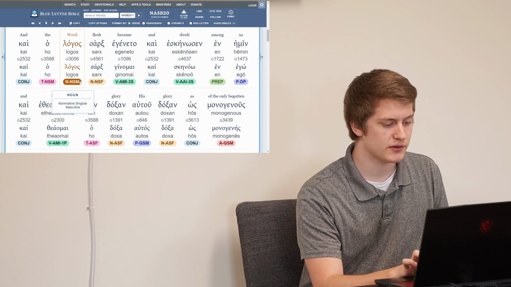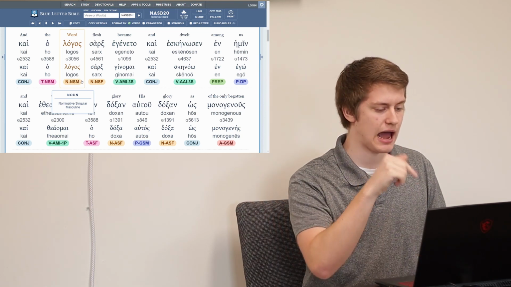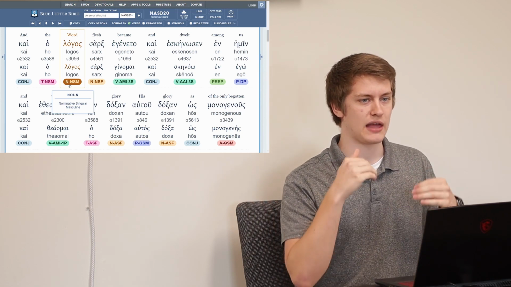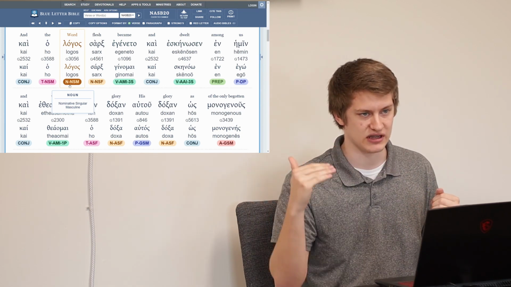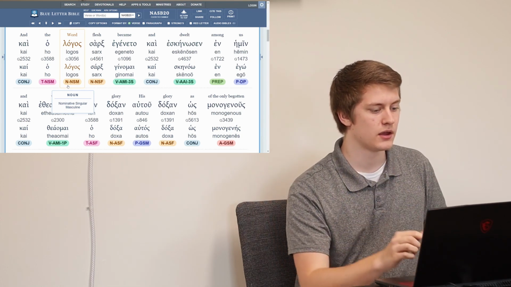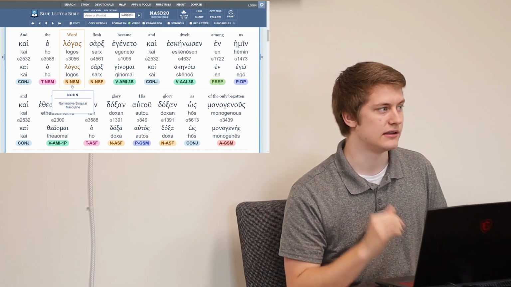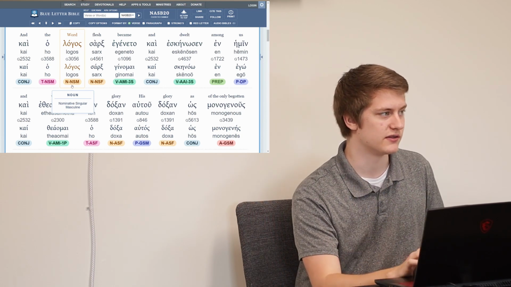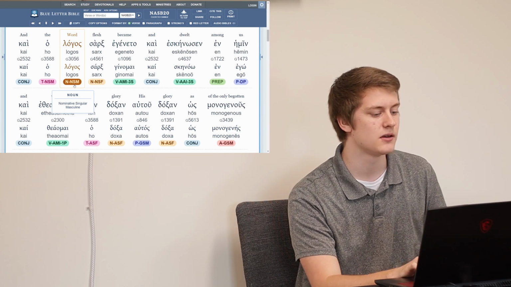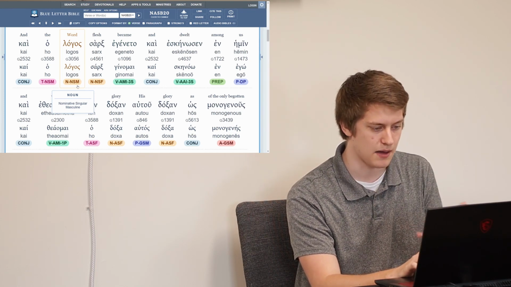And notice we have noun, and the first letter in the acronym is N. And then there's the dash, right? N dash. That N stands for noun. And then the case is nominative. Nominative is N, which is the second N. Singular, that's the S. Masculine, that's the M.